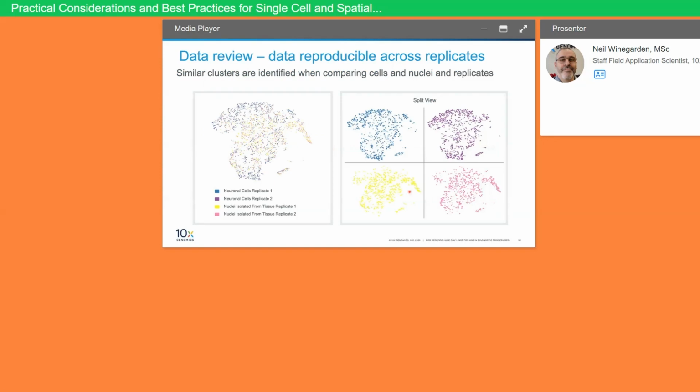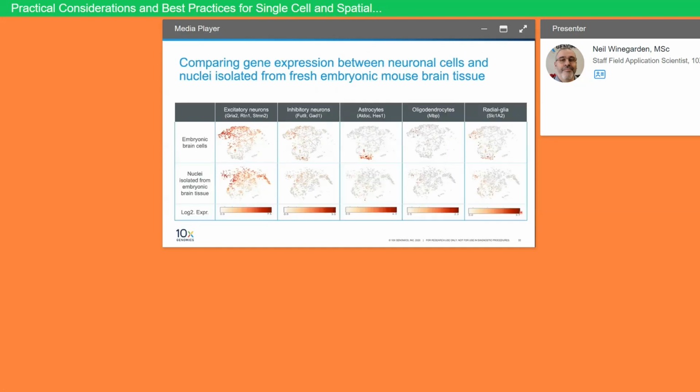Although single nuclei approaches are somewhat less sensitive for the reason I already discussed, the ability to identify cellular subtypes is still largely preserved. You can see in this example here, two samples of intact cells that were isolated from neuronal tissue and two nuclei preps. And you can see that the overall patterns are very similar. Looking at individual cell markers from both intact cells and from isolated nuclei shows that in most cases, canonical markers of individual cell types can still be detected and the cell subtypes identified.